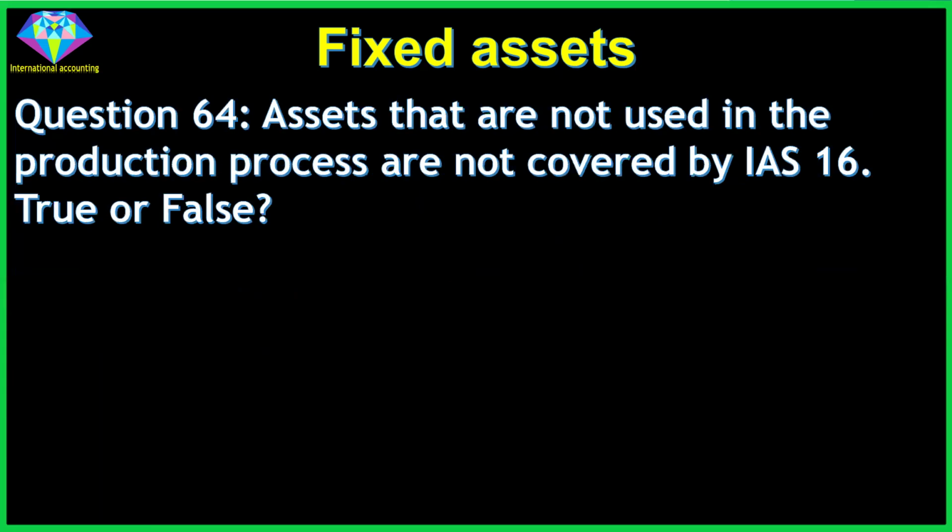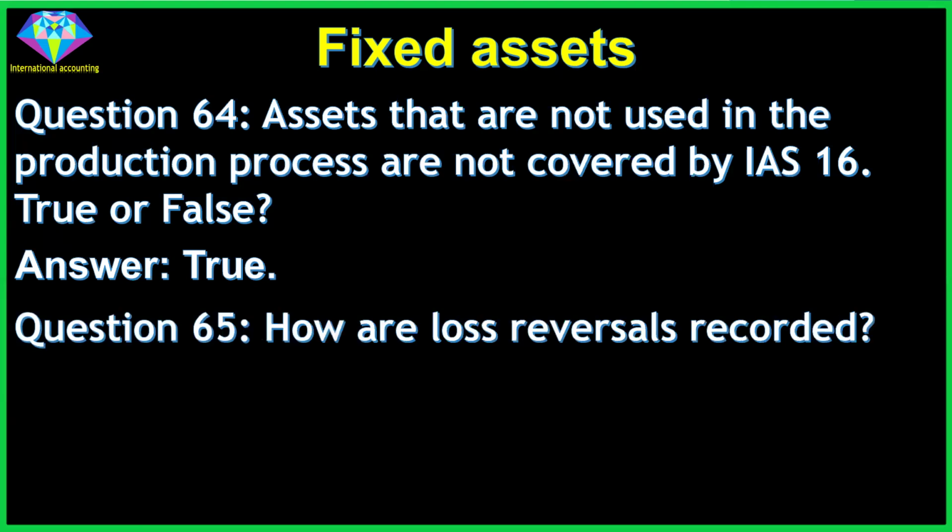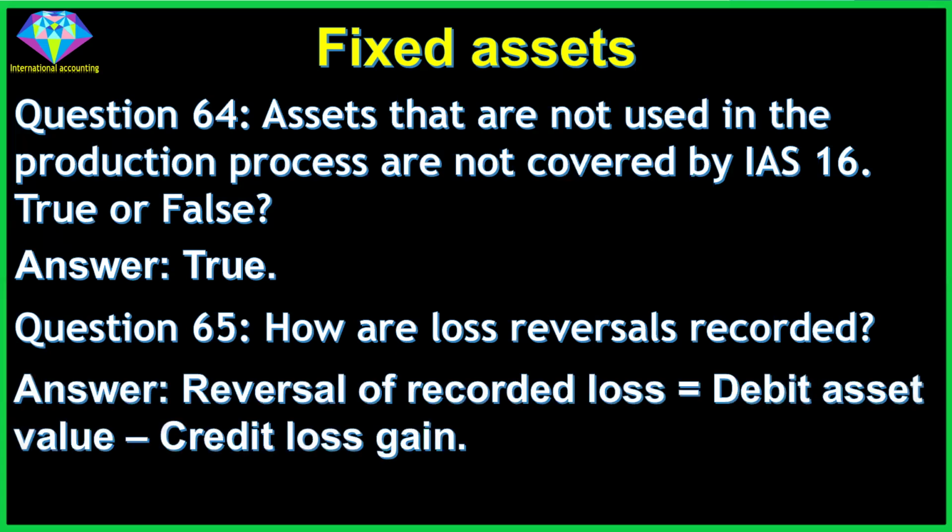Question 64. Assets that are not used in the production process are not covered by IAS 16. True or false? Answer: true. Question 65. How are loss reversals recorded? Answer: reversal of recorded loss equals debit asset value subtract credit loss gain.